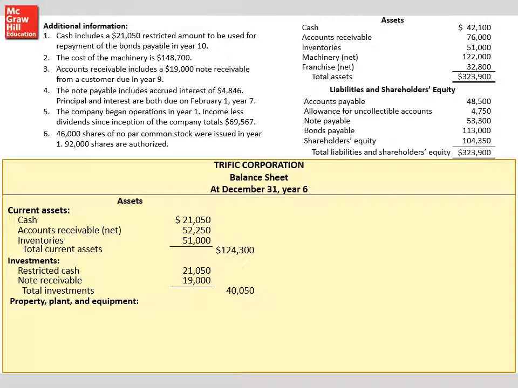Then we list our property, plant, and equipment. Remember, we have to list it at its cost. So the machinery's net is $122,000. They tell us the cost of the machinery is $148,700. They tell us that in number 2. So the difference is the accumulated depreciation portion. So we had to figure that out and report it appropriately. So the net property, plant, and equipment category is $122,000.